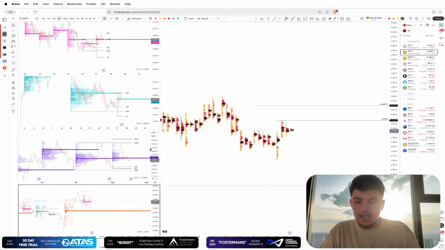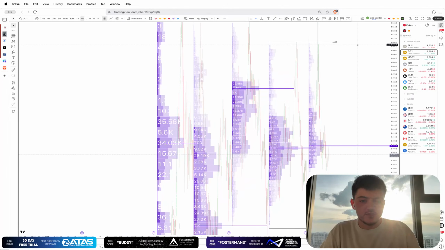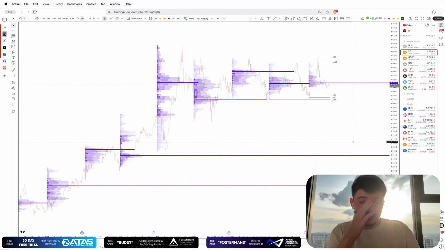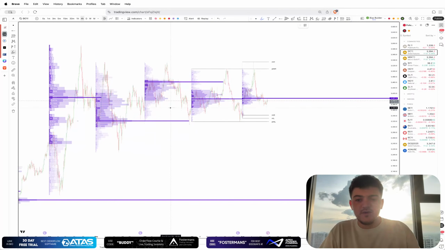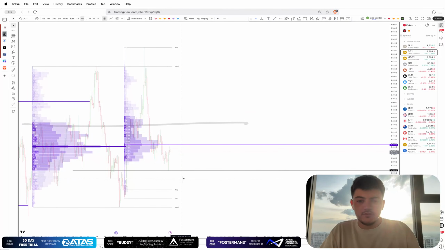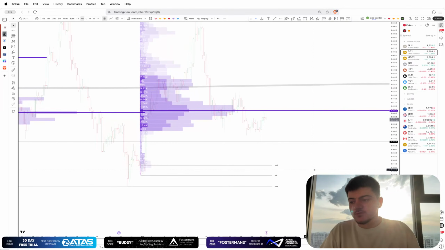We also have this monthly. If I zoom in like this, it has all the values, but we're not really focused on the values, just those points of control and the value areas. So we've got the value area high and value area low. This is the previous month's value area high and value area low, and it's giving a decent reaction. Just this morning we got a really nice, clean reaction from that.